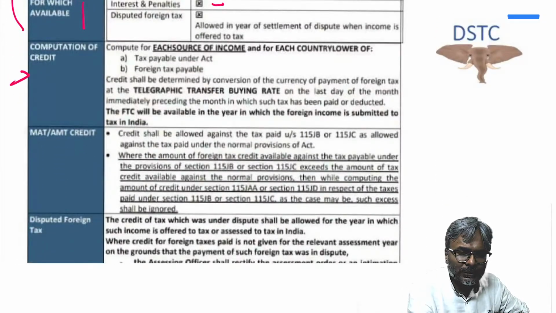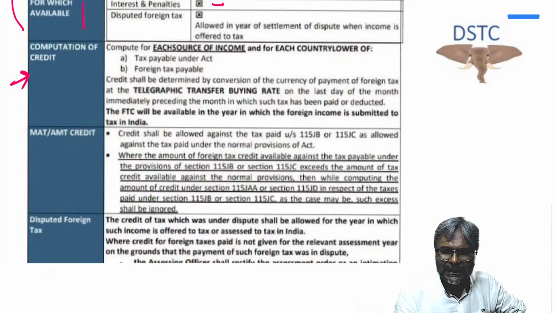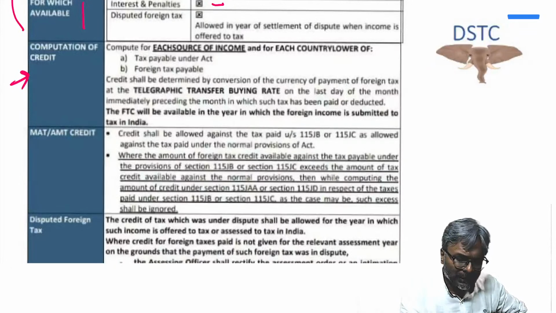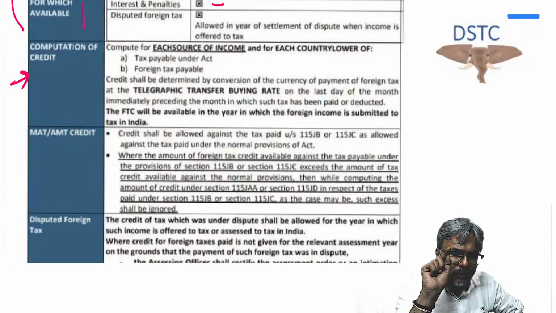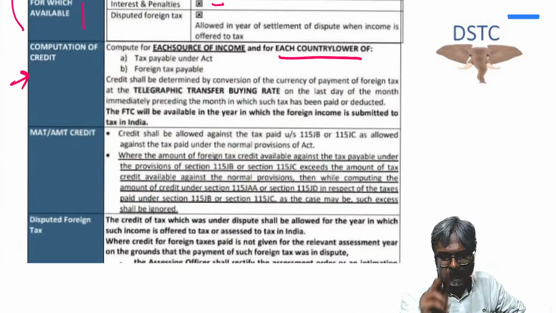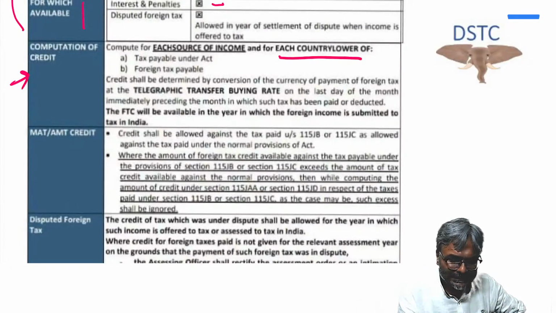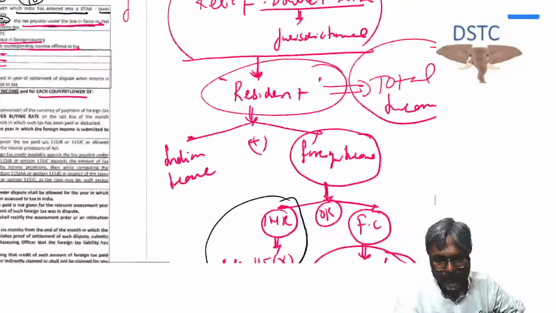Now this is an important one, students. You have to be very careful about the presentation part. There were multiple questions that we have also solved in our class. And also, of the ICAI question, if we have to discuss, this is an important part. Students, always keep in mind one thing: compute for each source of income and for each country, whichever is lower. So it means that the credit that you have to calculate has to be source wise and country wise.